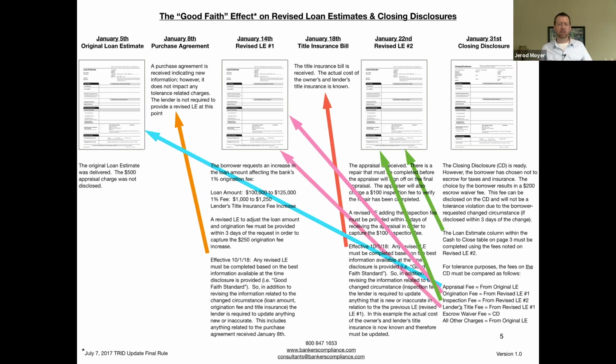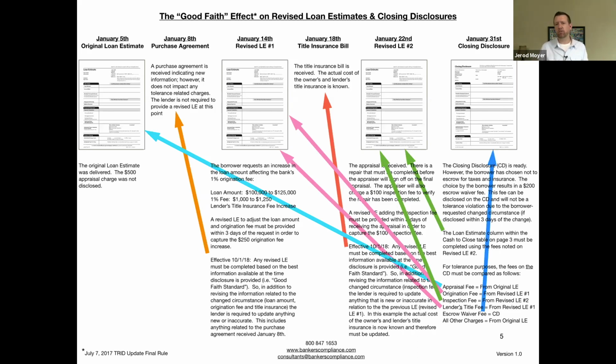Okay? First off, the lender's title insurance, we're going to go back to the January 14th loan estimate. Why? Because the 5th would have our original estimate. We had a changed circumstance. The 22nd would have the actual. Okay? That we can't use for accuracy purposes. For accuracy purposes, we take the January 14th. And then we have something very interesting happen.